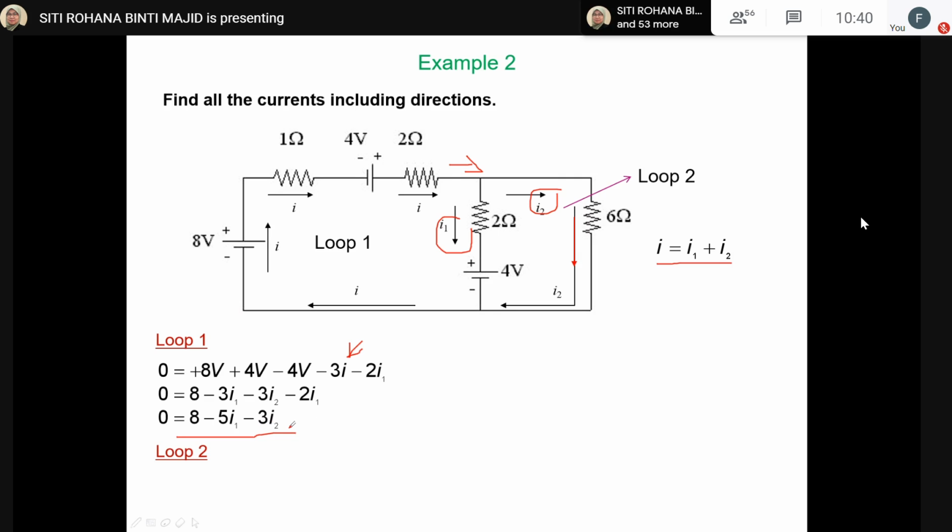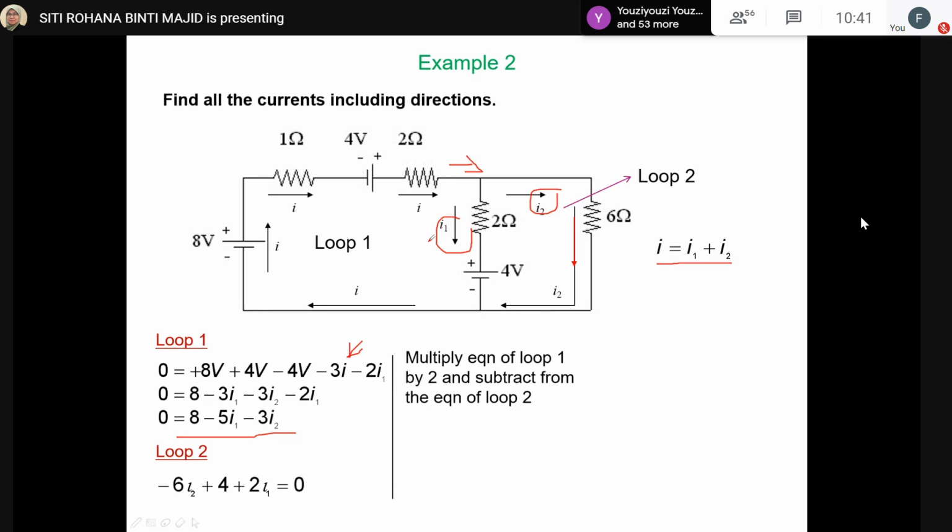And then for loop 2, loop 2 looks simple, which is we have 6 I2, because this one is load, and then you should minus it, and then plus with 4 volt, and then plus with 2 I1. So here you can see because just now go down is minus, so when go up it becomes positive.